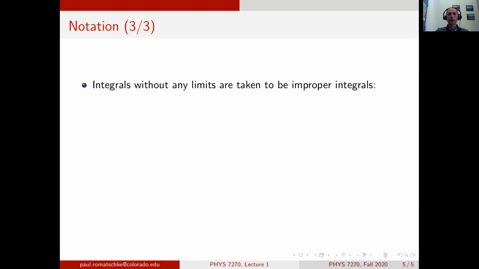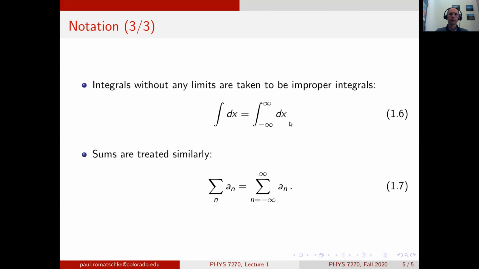Finally, whenever I write integrals without any limits, these are taken to be improper integrals, such that the integral over dx just means that this is an integral from -infinity to +infinity of dx. A similar convention is used for the sum over n, where if I don't write any limits to the sum, this corresponds to the sum from n equals -infinity to +infinity of a_n.